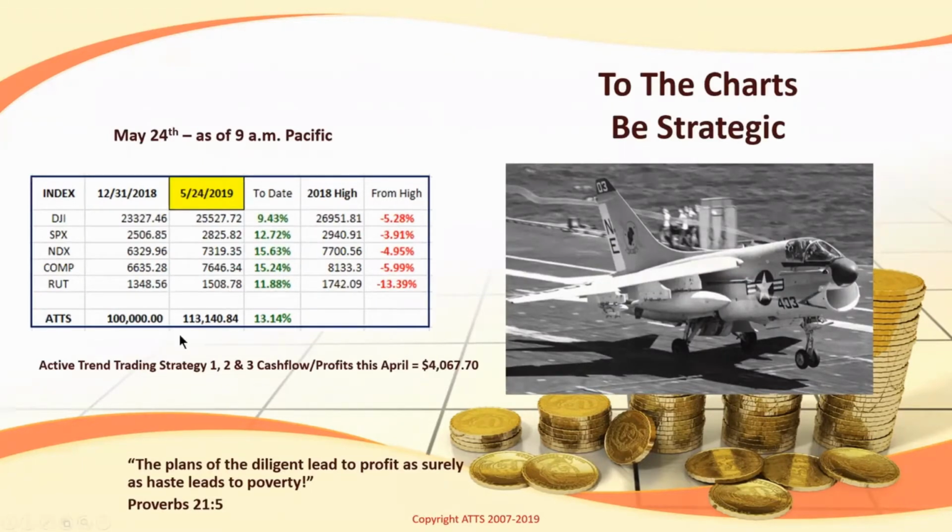So here's where we're sitting as of 9 o'clock this morning. With Active Trend Trading, we continue to just plug along month after month, week after week, and we're up about 13% for the year. Year to date, as you can see, the Dow is up 9% and the S&P 12.72%.